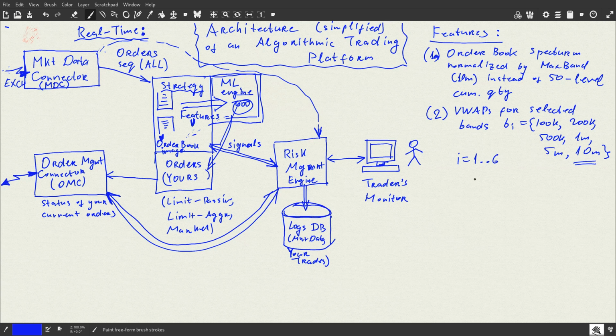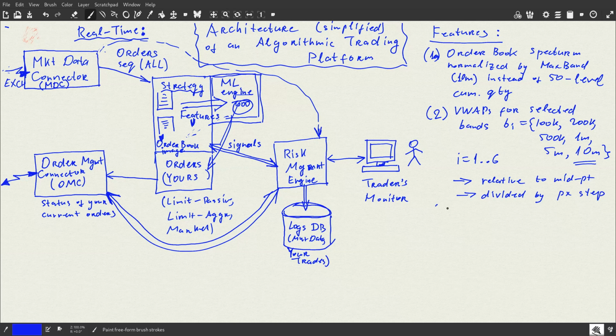VWAPs for selected bands, and we also agreed that these VWAPs are taken relative to midpoint. You remember? And divided by price step, just for better normalization. Okay, that's what we did.